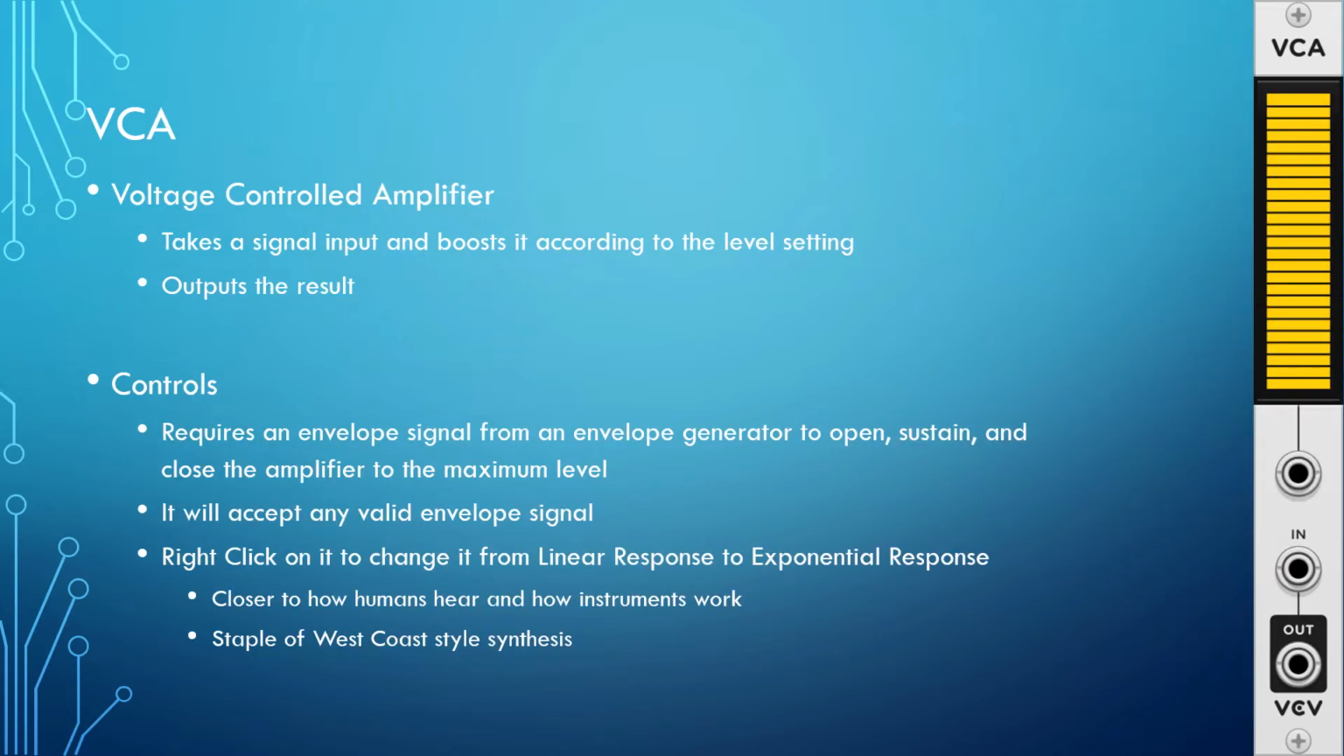The VCA is a voltage-controlled amplifier. Basically, it takes a signal and boosts it according to the level setting, which is diagrammed here with a strip of LEDs. It then outputs the results. So it requires an envelope signal from an envelope generator to open, sustain, and close the amplifier to its maximum level. It will take any valid envelope signal, but you can also change how it responds by right-clicking on it to change it from a linear response to exponential. Exponential response is closer to how humans hear and to how instruments work in terms of volume, and is a staple of West Coast style synthesis. But if you're using it to amplify, say, a control voltage signal, you might want to use linear response instead.